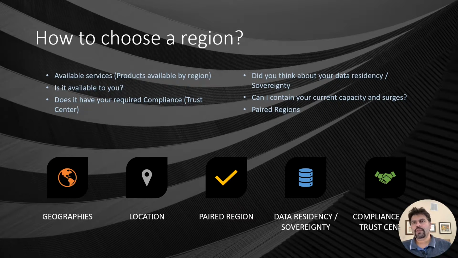How to choose a region? First thing is, you want to use some resources from Azure. Then you need to check if that resource is available in that region. The second thing you might want to check is that the specific region probably has a paired region. You want to check if your designated resource is available in the paired region for failover.